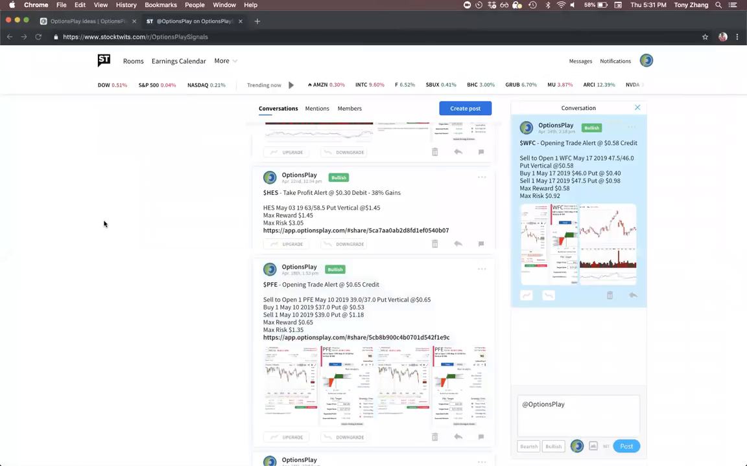Bullish call debit spreads, when to close ideally. This is something that we covered in our webinar last week, so I highly recommend you watch that recording. But generally speaking, on any debit spread, you want to cut your losses at 50%. You want to start taking profits at around 75% gains.